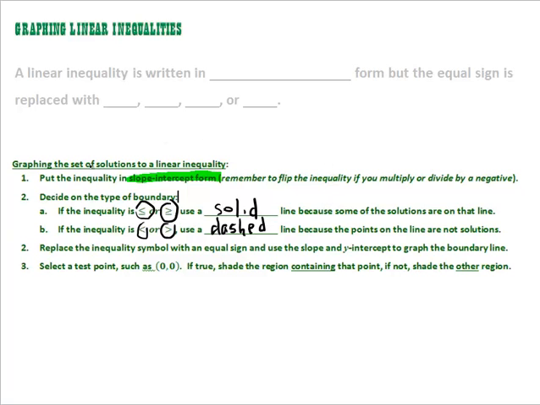The third step is we're going to replace the inequality symbol with an equal sign and use the slope and the y-intercept to graph the boundary line. And then the fourth thing is we're going to select a test point, and we're going to use 0, 0. If it makes the inequality true, we're going to shade the region containing 0, 0. If not, we're going to shade the other region. So let's go ahead and get started on our example.